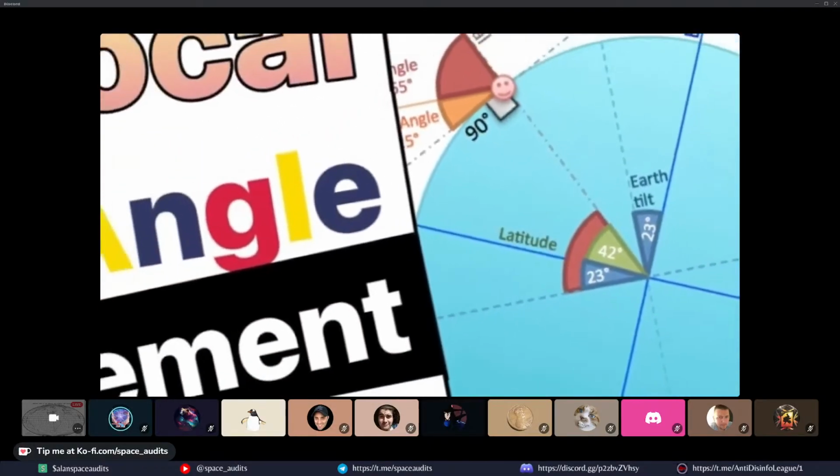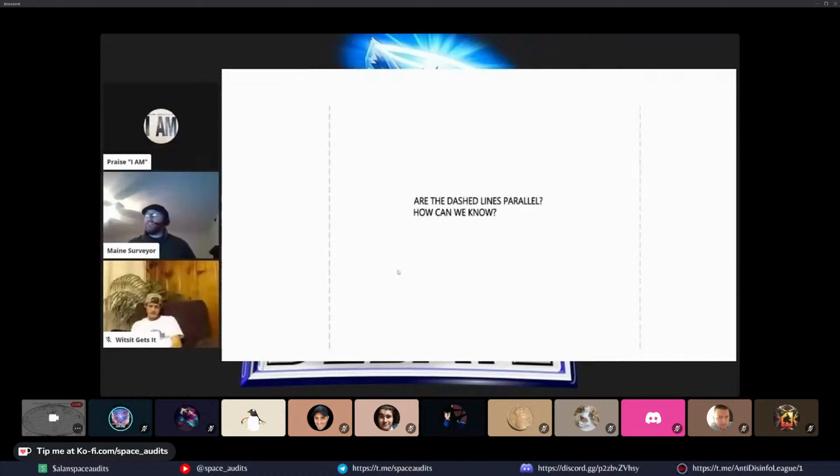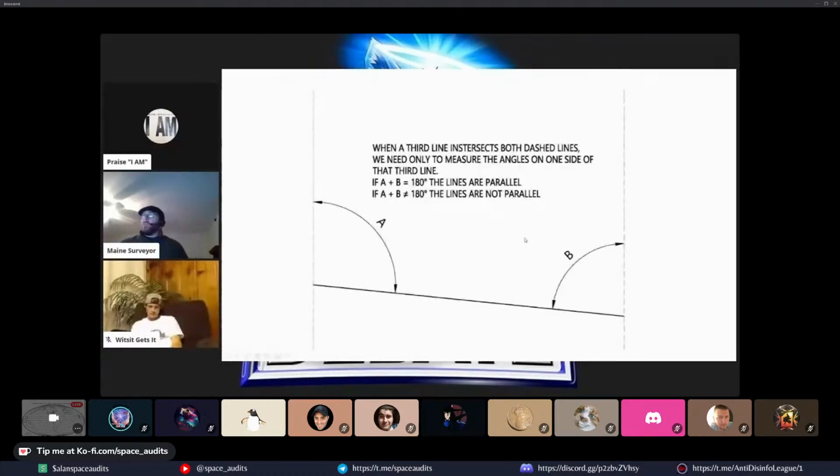Figure out if lines are parallel. Let's take these two dashed lines on either side of the screen. We can figure this out. We take a third line that intersects these two dashed lines. We measure the angles on one side of that line intersecting those two dashed lines. If the angles A and B add up to 180 degrees, then those two dashed lines are parallel. If A and B add up to anything besides 180 degrees, then they're not parallel. Pretty simple stuff. Now let's apply that to a practical field exercise.